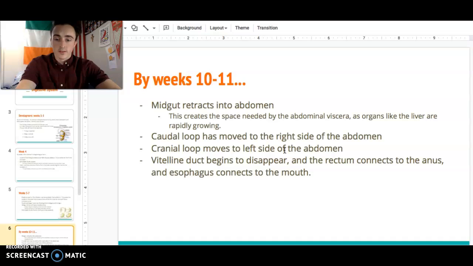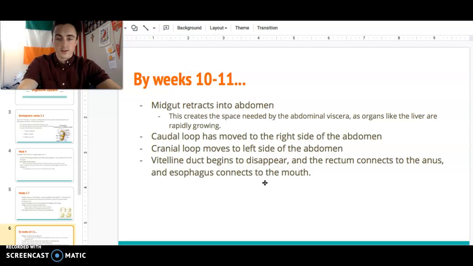By weeks 10 to 11, the midgut is retracting into the abdomen, creating space for the rapidly growing organs, such as the liver. The caudal loop has moved to the right side of the abdomen, and the cranial loop has moved to the left side of the abdomen. Those continue to develop into their respective parts, which I just said. The vitelline duct also begins to disappear, and the rectum connects to the anus, and the esophagus connects to the mouth.